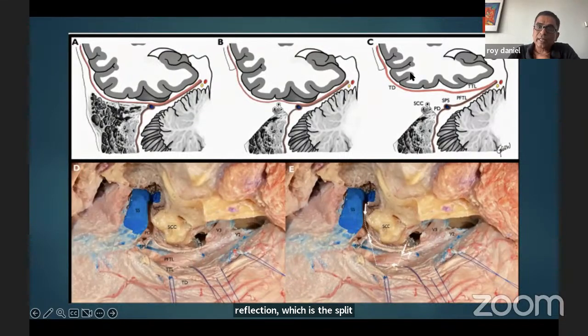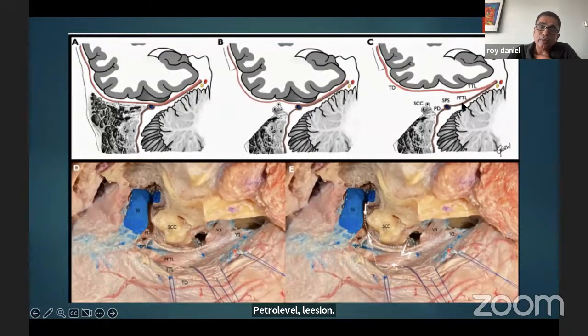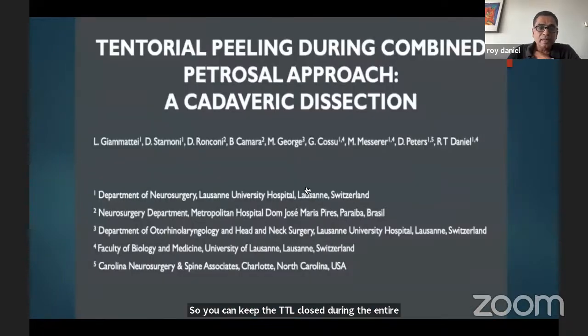Now, the beauty of this is the fact that this entire dural reflection, which is the split tentorium, will cover the entire temporal lobe during the whole surgery. And you don't need to visualize the temporal lobe at all when you're operating on something in the region of the petroclival lesion. And the PFTL will need to be opened to expose the lesion. So you can keep the TTL closed during the entire duration of the surgery.